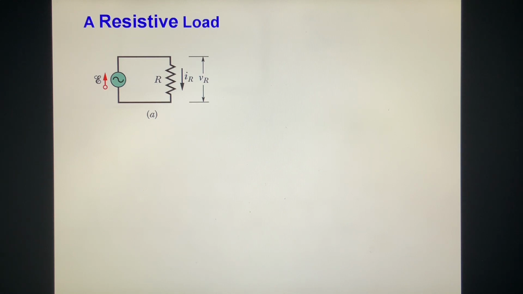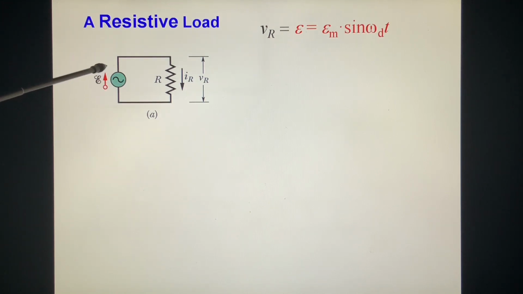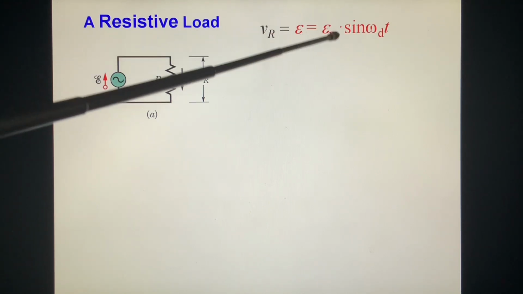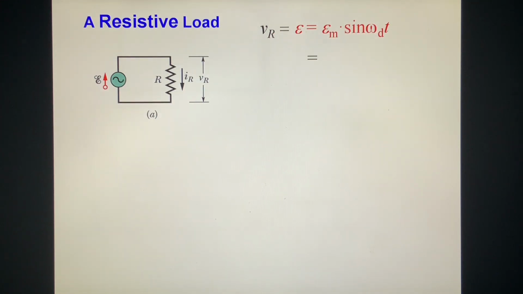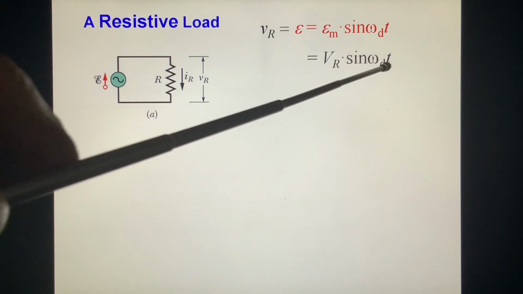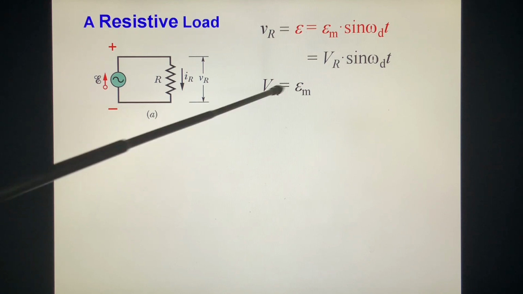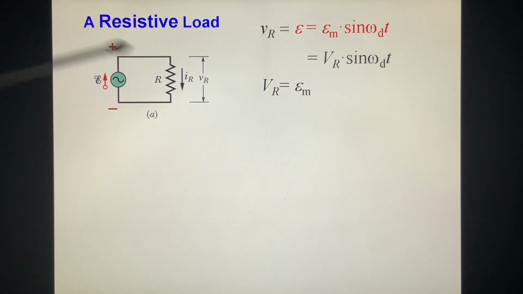Now we see the simple case: a resistive load, only one resistor. We know VR equals epsilon, and epsilon can be expressed as Em sine omega d t. VR can be expressed in other ways too, with a magnitude and omega t. So we combine these two, and we have VR equal to Em.